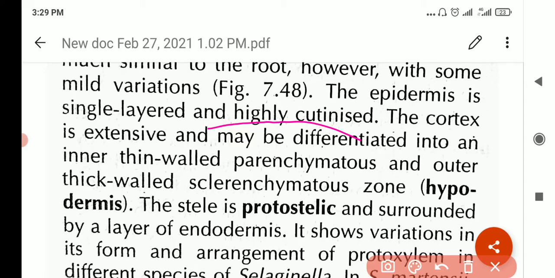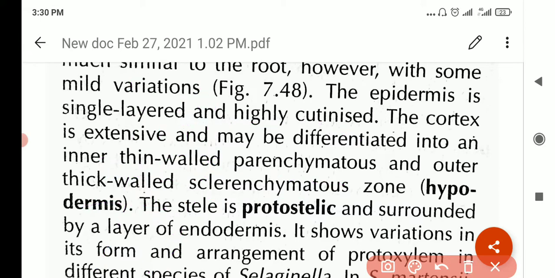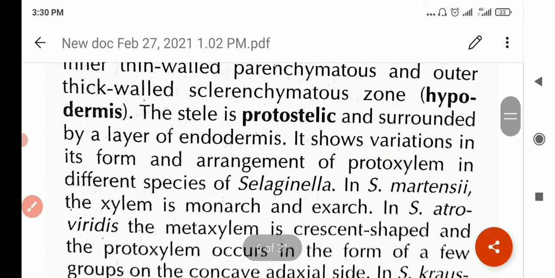The cortex, we saw, was such a long cortex, wasn't it? It's extensive and it may be differentiated into an outer thick-walled sclerenchyma zone and an inner thin-walled parenchyma zone. You remember those thick cells, those are the sclerenchymal cells, and the inner ones are the parenchymal cells. The stele again is protostelic, the most common one, the most primitive one, which is central xylem surrounded by a cylinder of phloem.